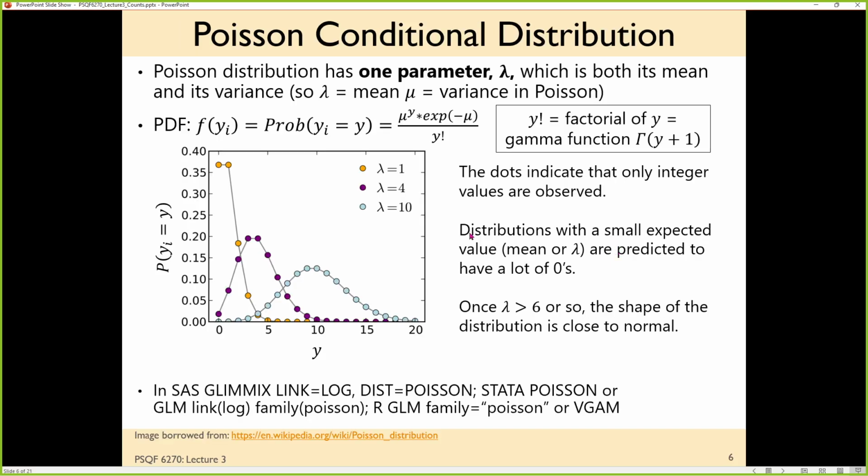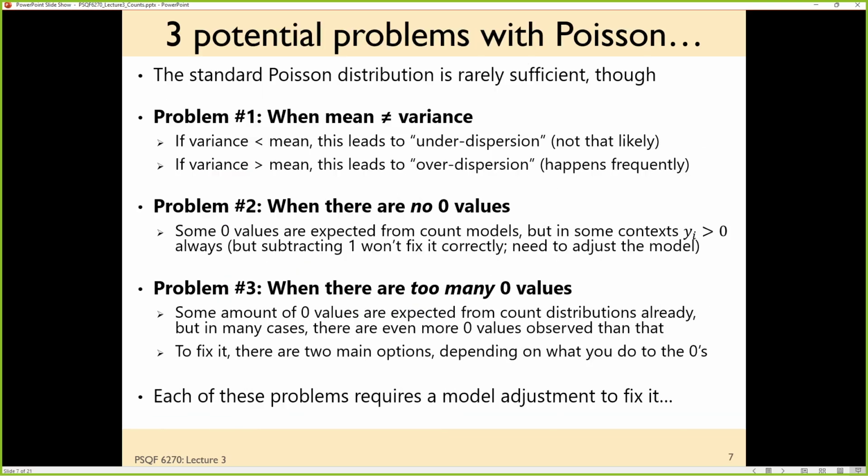All right, so this is the first distribution. This is hardly ever going to work, though. It's really restrictive to say that the mean and the variance are exactly the same thing. So there are 3 potential ways that this could go sideways, and the Poisson would not be a good choice. Problem number 1 is when the mean and the variance are not the same.